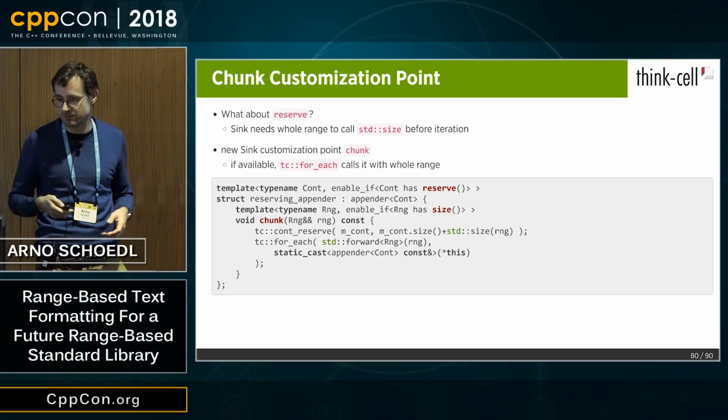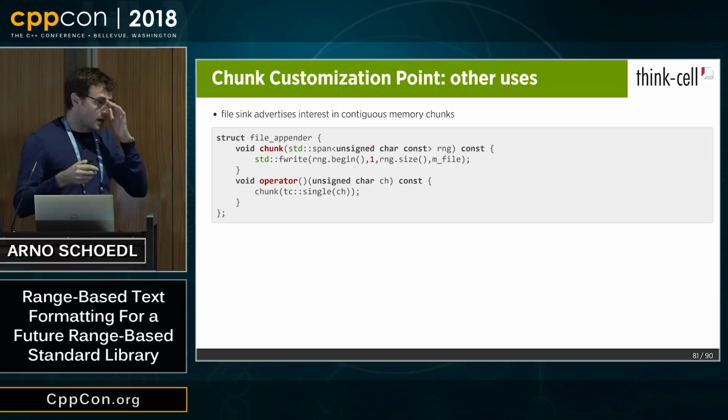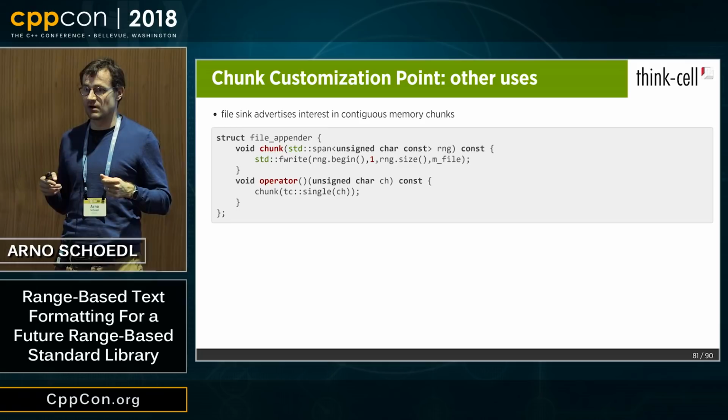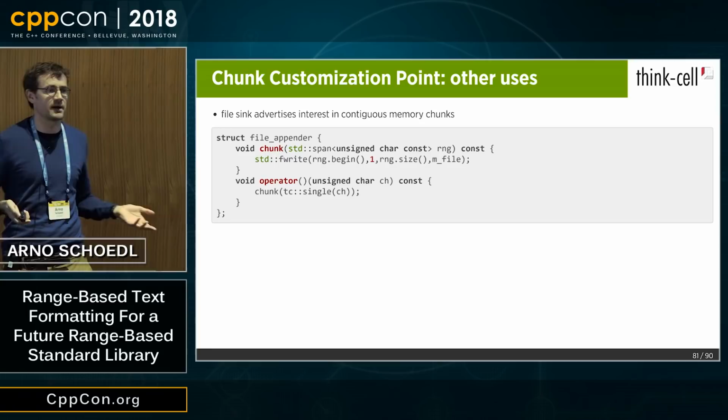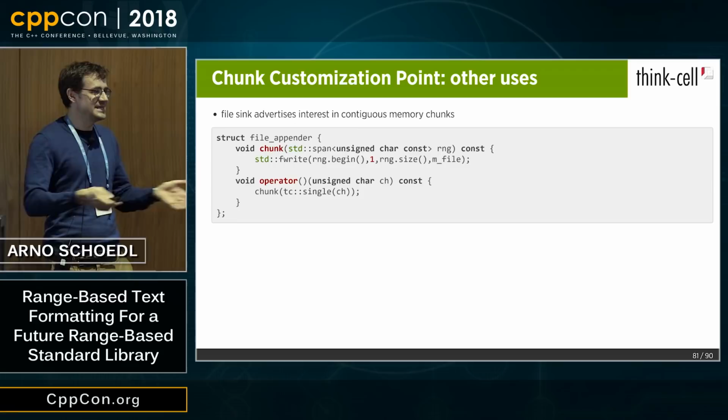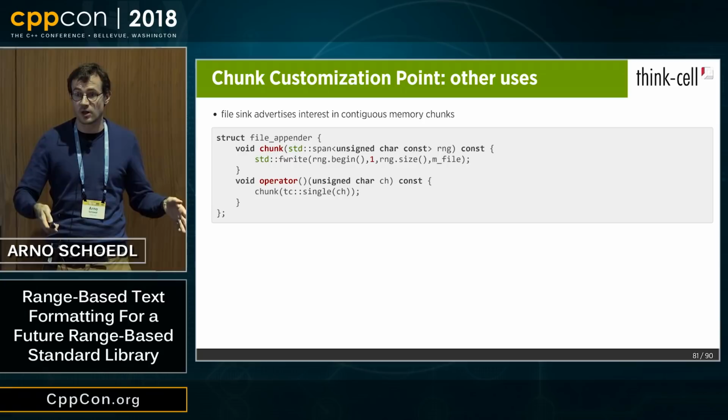You may think, well, this chunk thing sounds like they've just done something that serves their single purpose of reserving. Not quite. If you want to, for example, append to a file, the operating system function usually needs contiguous memory. You need to give it some chunk of memory to write into the file, and then you can do it all at once. Now, you can do that here with the chunk.